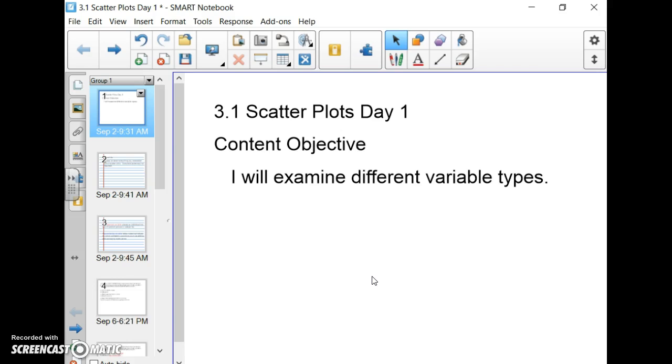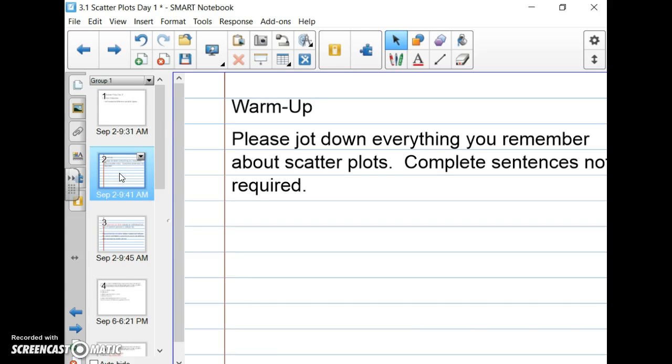So on Friday we started 3.1, so it was basically about scatter plots, and my content objective was I will examine different variable types. So the whole goal of that lesson was to talk about 4 different variable classifications and then how they interact with scatter plots. The warm-up for that day was basically me asking you guys to write everything that you remember about scatter plots. So it doesn't have to be complete sentences, just write down everything you remember.